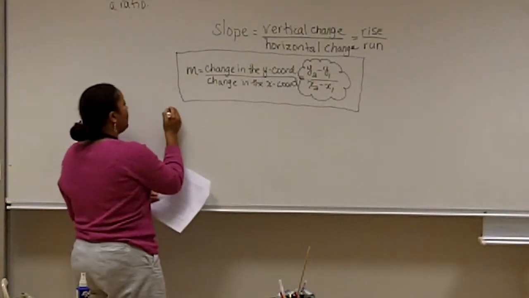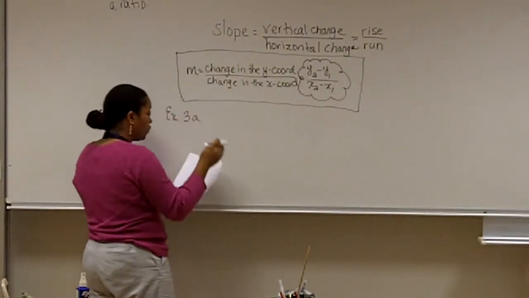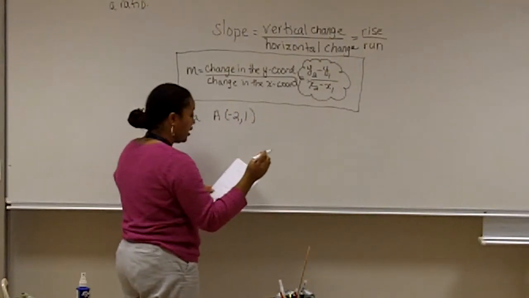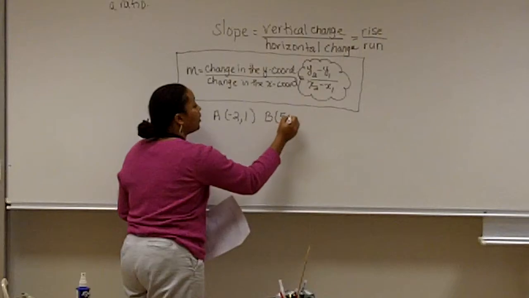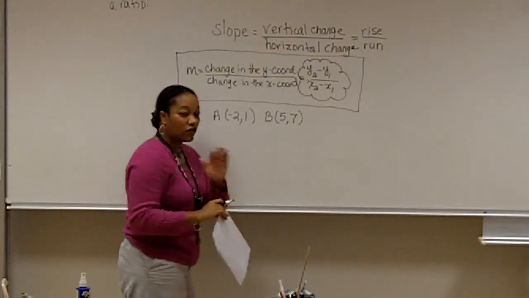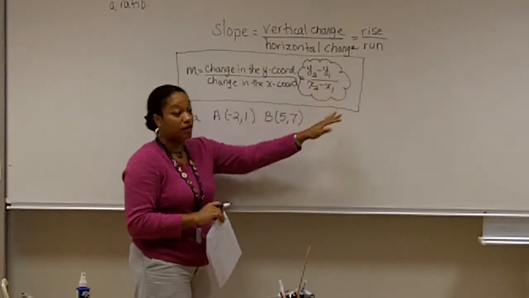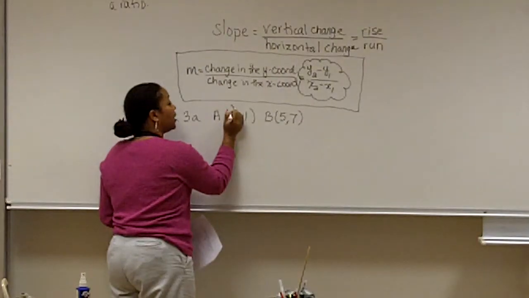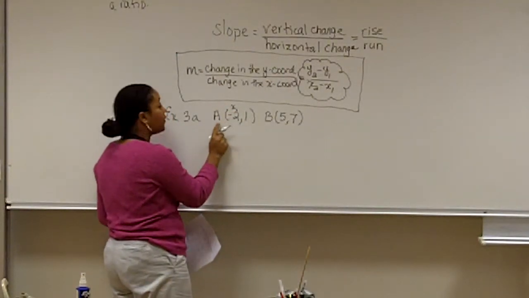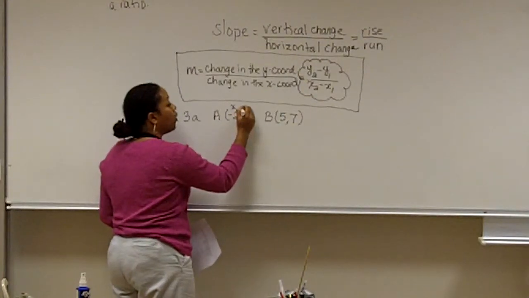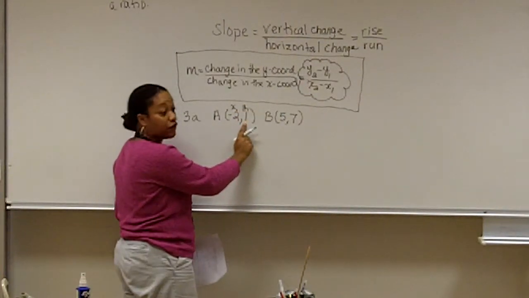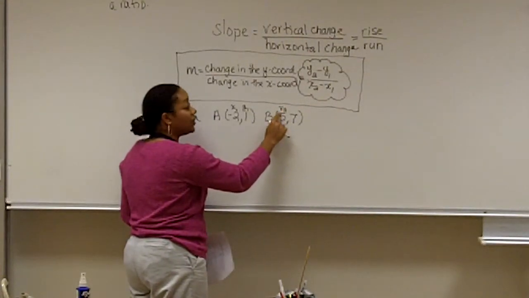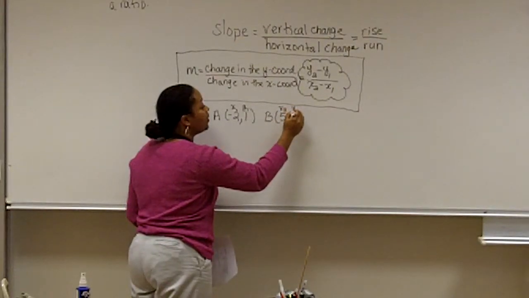So for example 3a, I give you 2 points. They're already on your notes. Point A is at -2, 1, and point B is at 5, 7. The first thing you need to do before we even use the formula is label your coordinates. For my first point, -2 is the x1 coordinate, and 1 is y1, the y coordinate of the first point. For point B, since that's your second point, 5 is x2, 7 is y2.